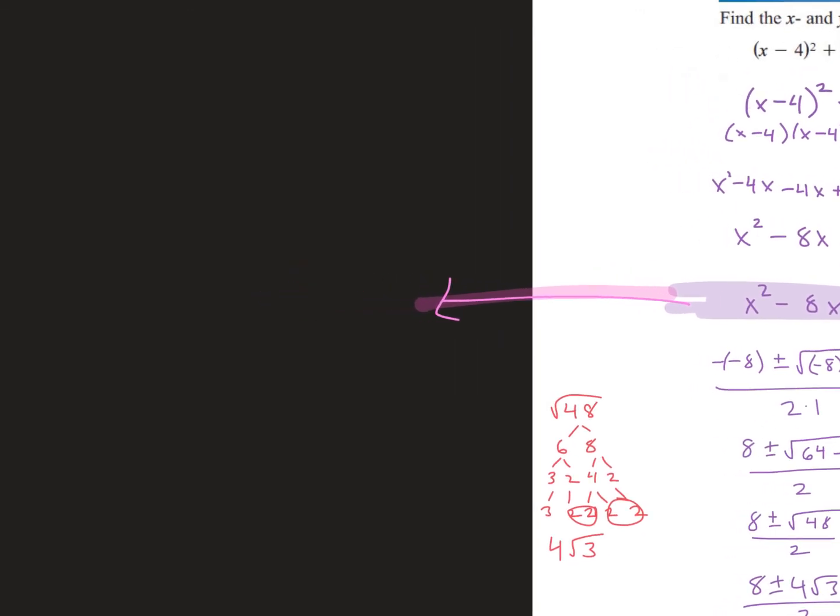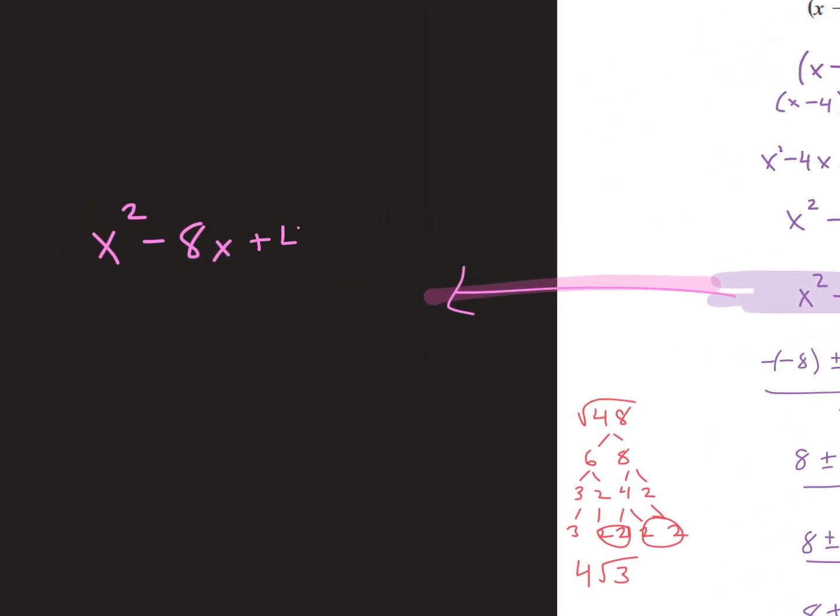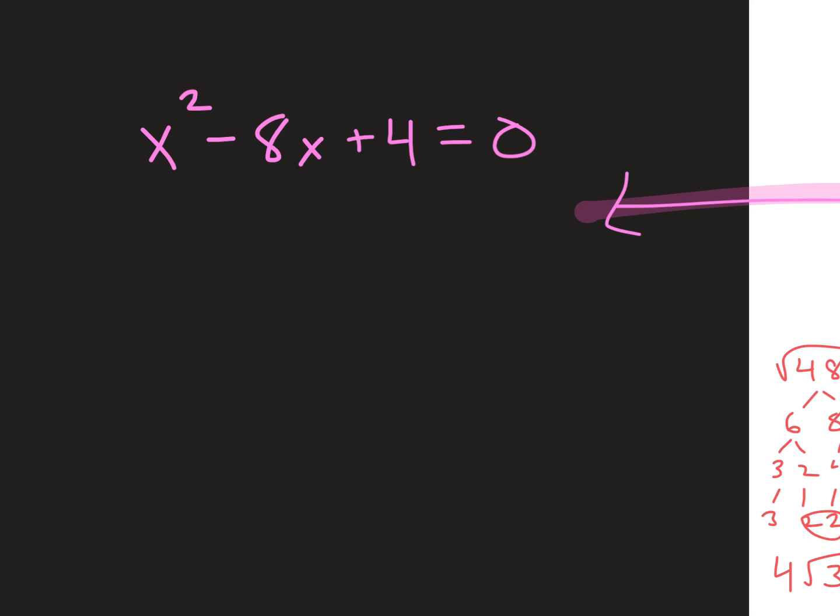Okay, so I have x squared minus 8x plus 4 equals 0. When I complete the square, I want to move my constant to the other side. So I'm going to subtract 4. So I have x squared minus 8x. I'm going to leave the space here because I'm going to put some number in there to help me complete the square. And then just move the 4 over.